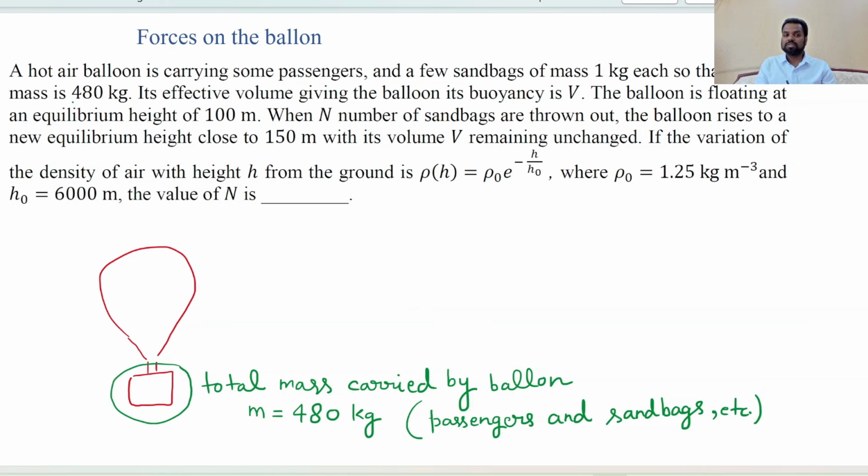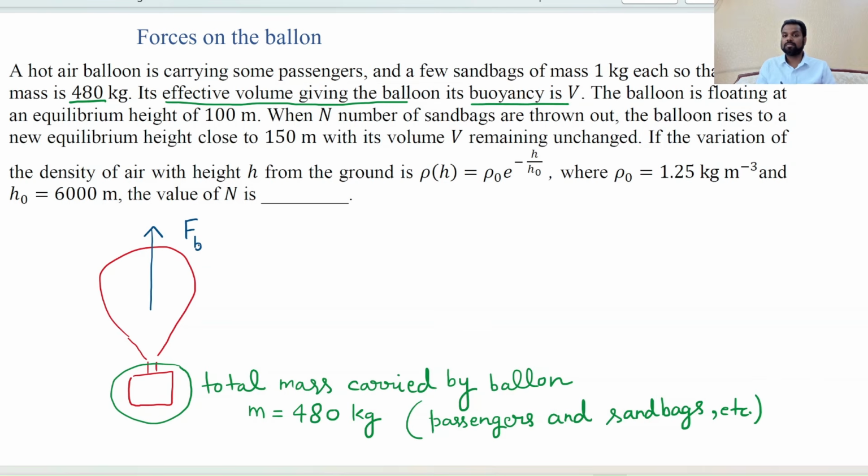It's effective, so 480, and its effective volume giving the balloon its buoyancy is V. So you have hot air inside the balloon, whose density is less than the air outside the balloon, so it gives you a force upward that is called the buoyant force. So the buoyancy volume is V, and you will have a force up like this, F B.